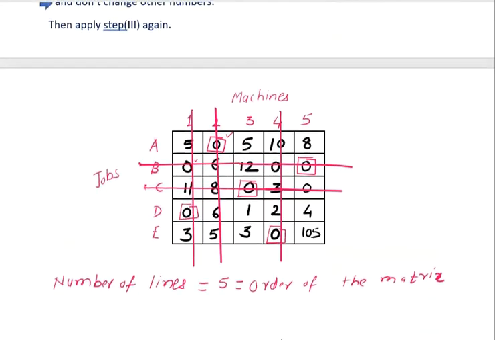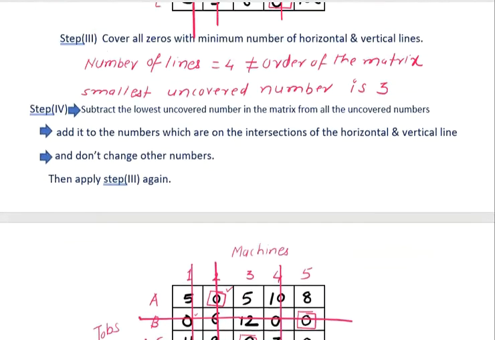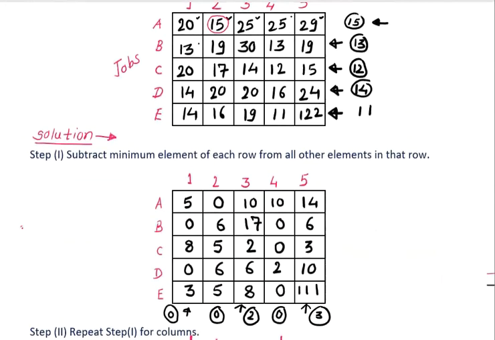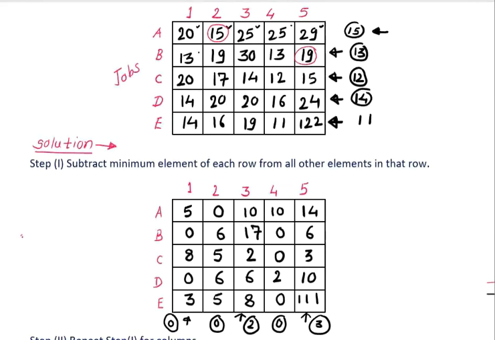Then second assignment, job B is assigned to machine 5 and the cost is C25 in the given cost matrix. It is the second job. So the cost of assigning job B to machine 5 is 90.